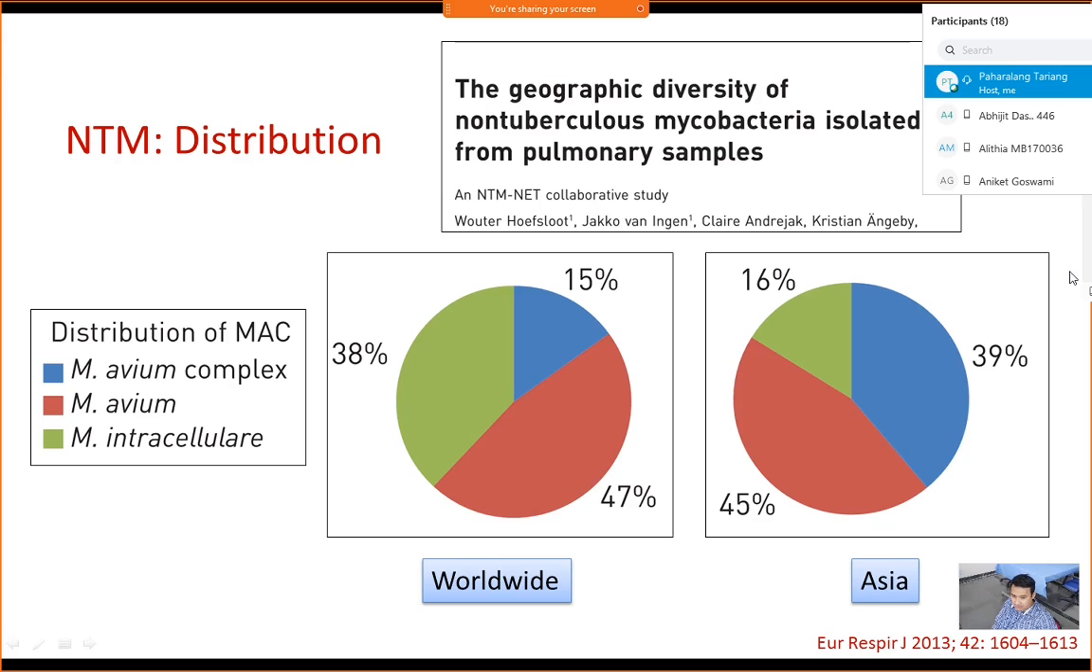This is another similar chart. We all know that MAC is a complex of Mycobacterium avium and Mycobacterium intracellulare. So this is the distribution of MAC. Among MAC, the most common is still Mycobacterium avium, both worldwide and in Asia. Whereas in Asia, we have the entire complex to be second most common, while in the rest of the world, we have Mycobacterium intracellulare to be more common.